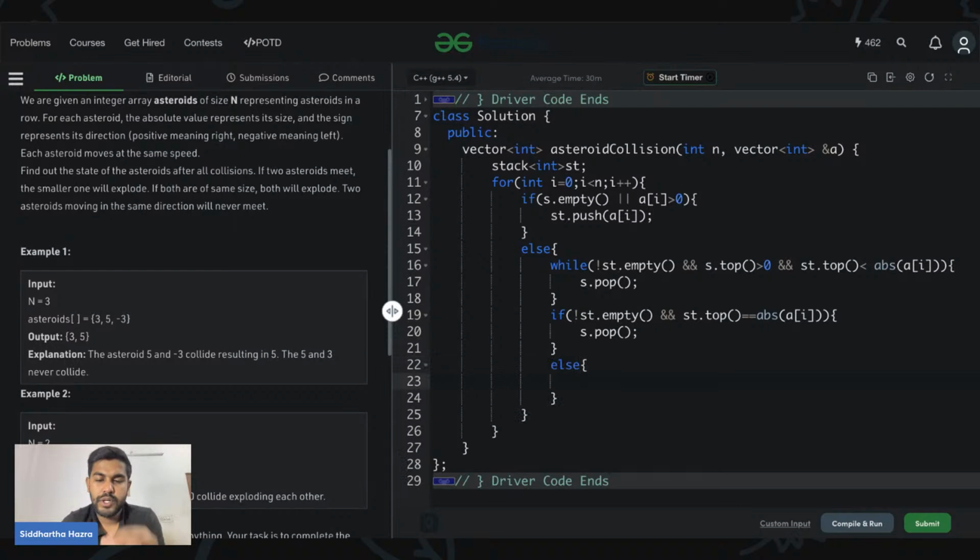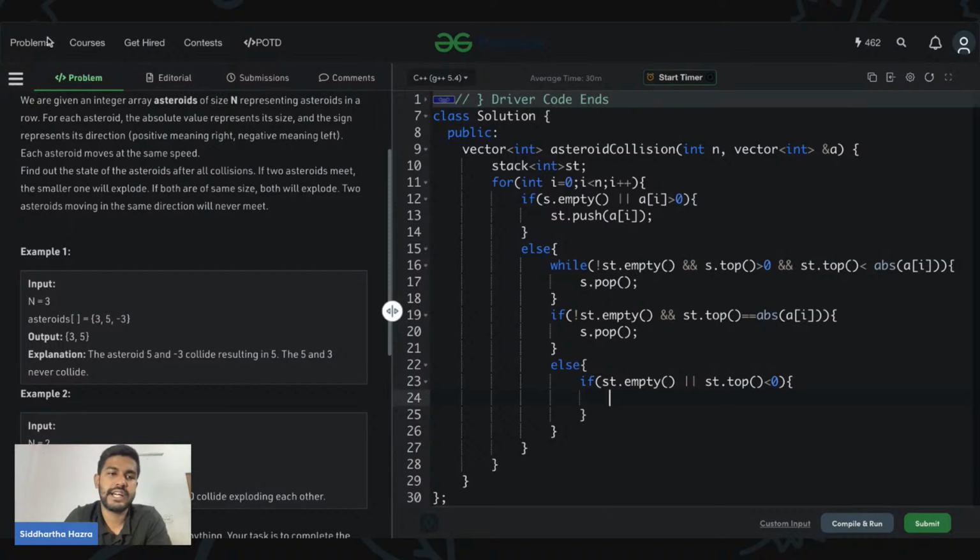Suppose they both are of the same size, so both would burst. Simple enough. Now the question is, if the stack is empty, or st.top is less than 0, that is, if the value is negative. Negative means what? Left.